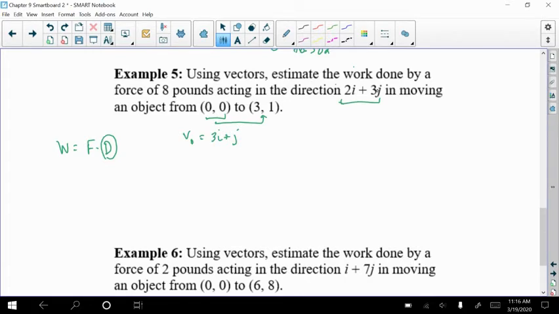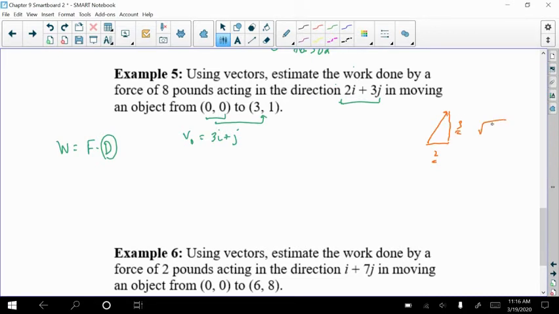Now we need a work vector, and it does give us a direction of our work vector: 2i plus 3j. But the problem is if I were to model out that vector, over 2 and up 3, just by calling it the vector 2i plus 3j, by choosing the number 2 and the number 3, that gives me a magnitude, if I find the hypotenuse, of the square root of 4 plus 9, which is 13.